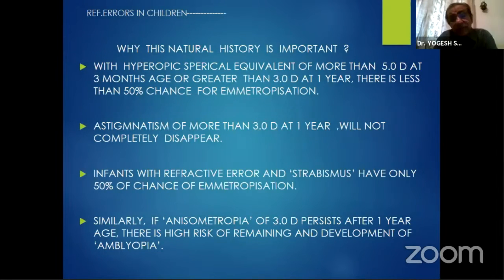We have talked about hyperopia, anisometropia, and astigmatism. Myopia does not exist in a newborn. Remember that. If there is myopia by birth, it is an ominous sign. It is a bad sign, and it gives you a hint that the child is going to develop a progressive myopia. This is a different matter, which we can't discuss here.